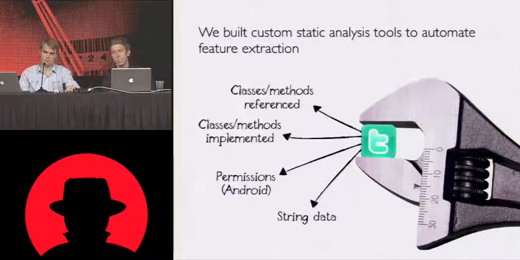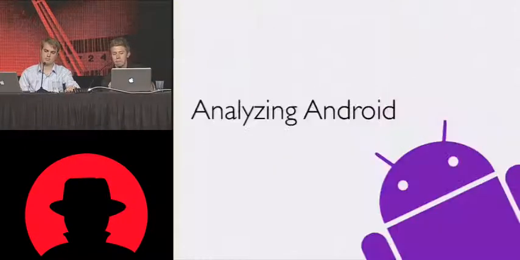And we're pulling interesting data out of them. The first is classes and methods referenced. So these are API functions that the framework or the platform provides. We're looking at what sort of things are actually implemented in the code. On Android in particular, we're looking at permissions that the application has, and then also any sort of strings that are in the application. They're sometimes helpful to look at. We're going to look at Android first.